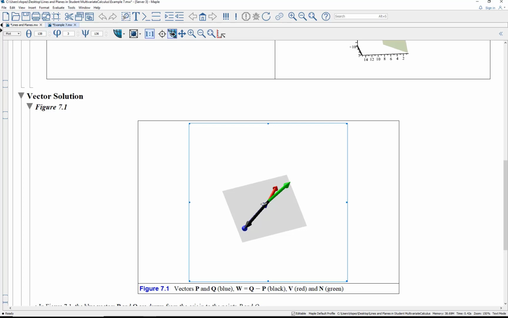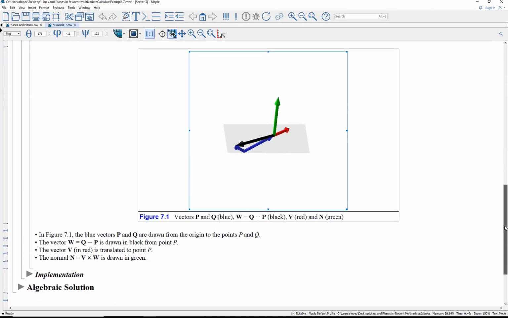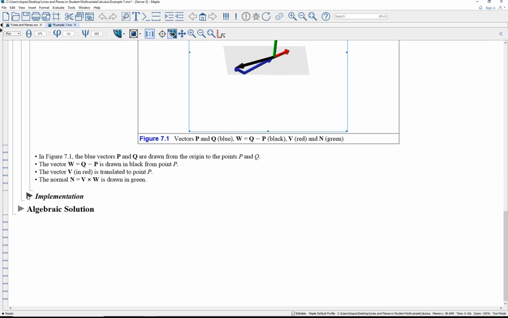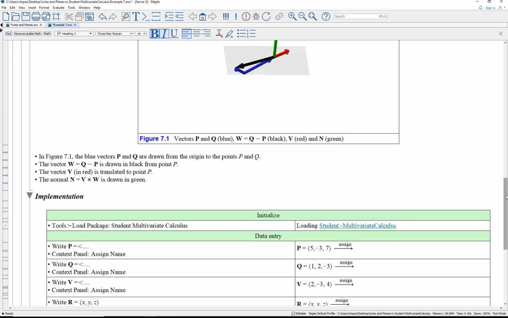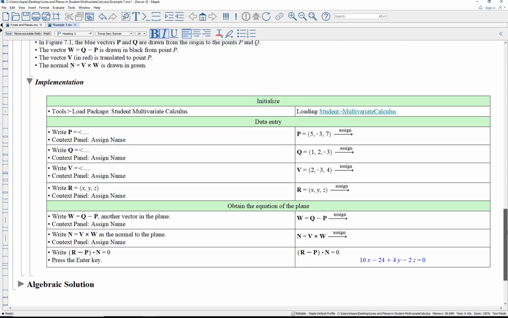And it's the cross product of the red and black vectors. Red and black cross product gives you the normal, which I've drawn in green. Once you've got the normal, you've got at least 1 point, you can write the equation of the plane. The implementation of what we just saw in that figure would be as follows.